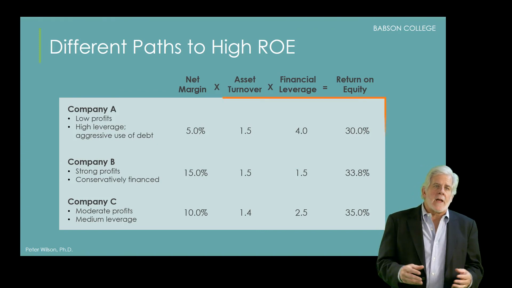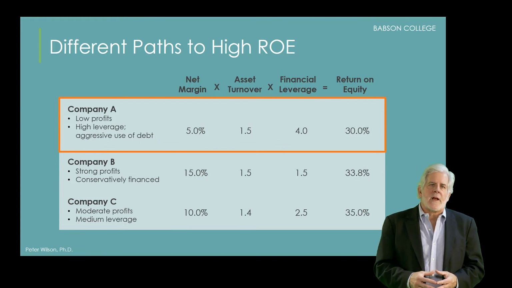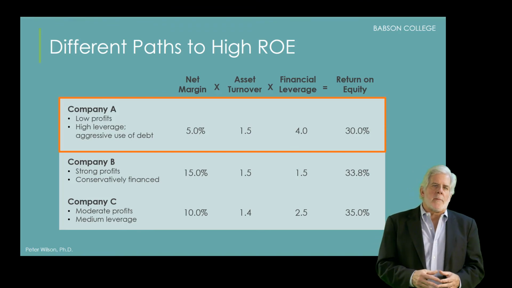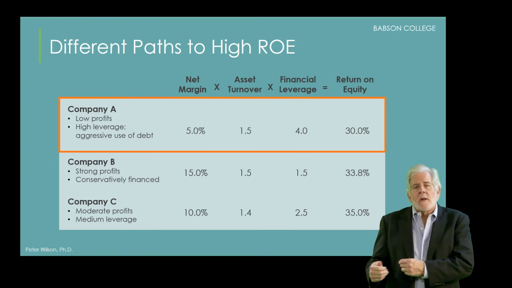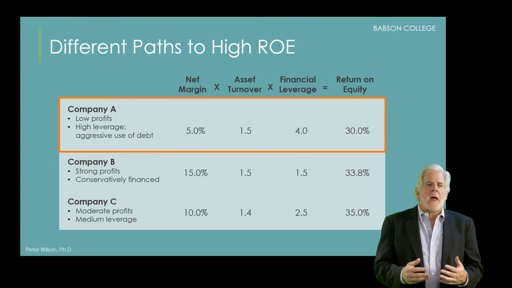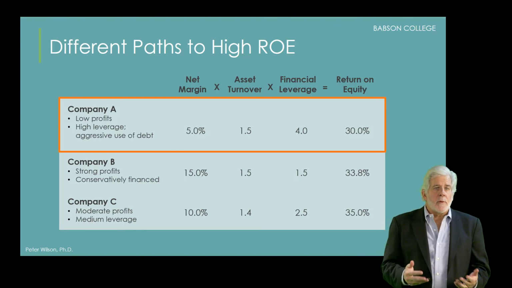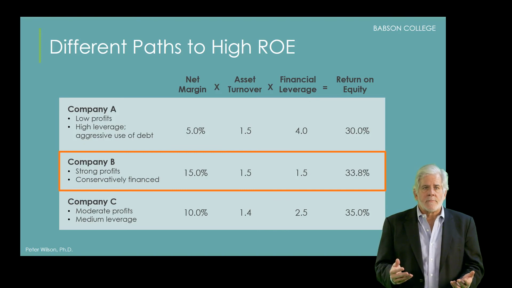So while Company A is able to earn an ROE of 30%, they do so in a very risky manner, with high levels of debt and much higher interest expense. This puts tremendous pressure on management to earn sufficient profits to cover that interest. The other two examples show different paths to an ROE over 30%. Company B, we would say, is very conservatively financed, meaning lower leverage, but also a very profitable firm.